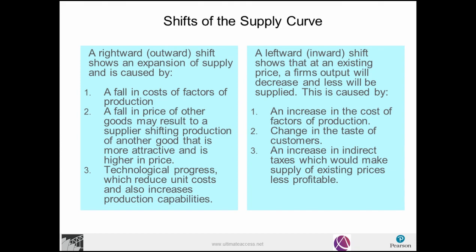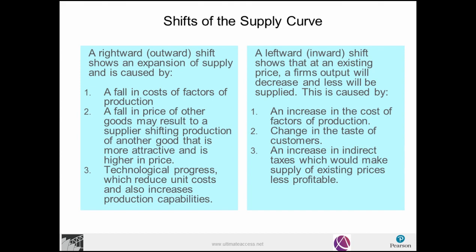Maybe the fall in price of other goods may result in a supplier shifting production to another good that is more attractive and higher in price. Like, for instance, if you are a supplier of batteries, you know, who uses batteries now? So you might shift to something else that might be more promising. Now, technological progress as well. We discussed this previously, that technology brings more efficient manufacture production processes and hence reduces your costs and means that you might also produce more and supply more.